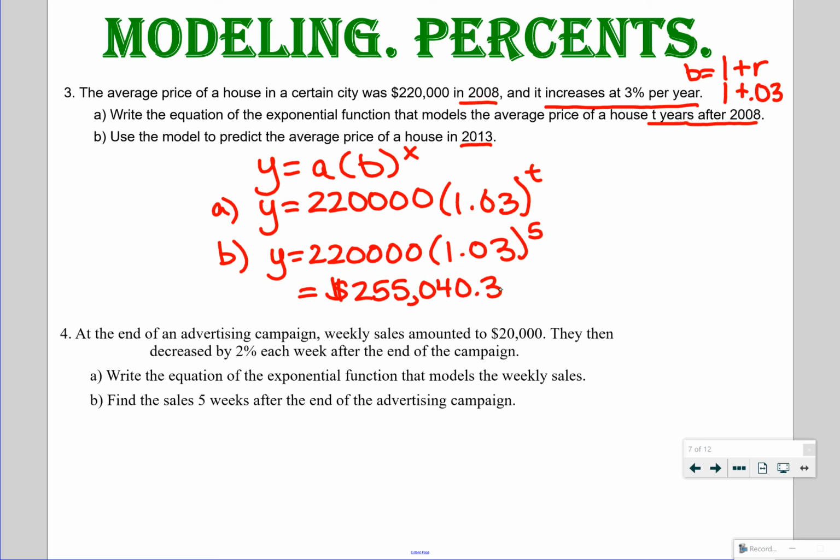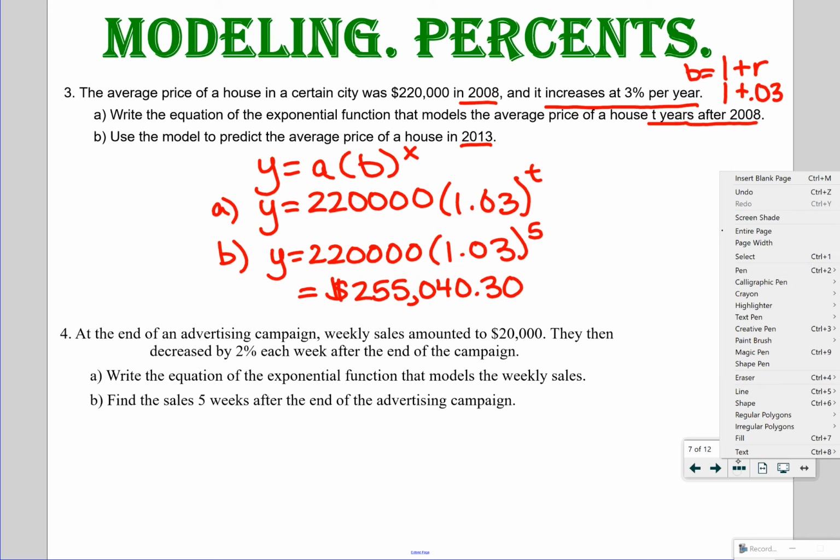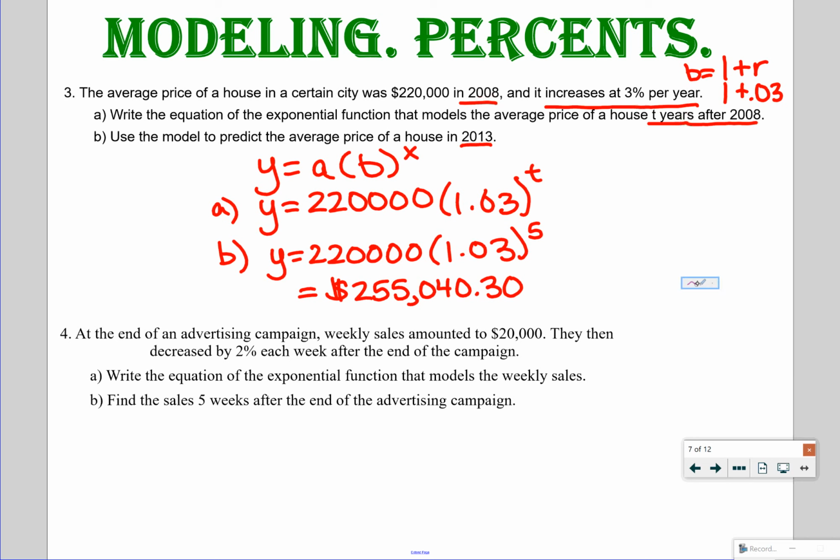$255,040, and it's 0.296. I'm going to say 0.30, 30 cents is the value of the home. Okay, let's look at one more of those.